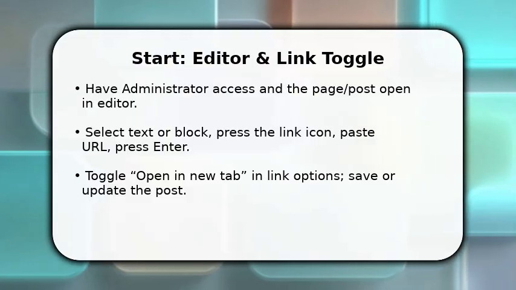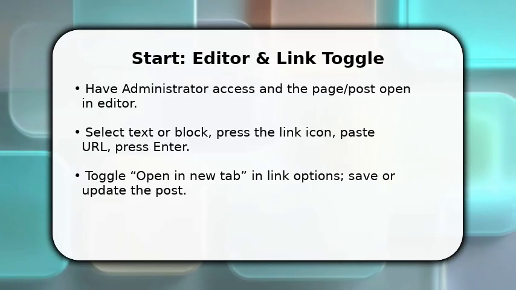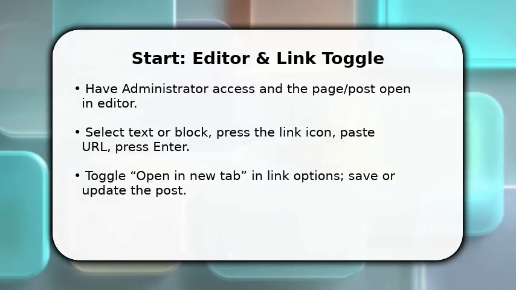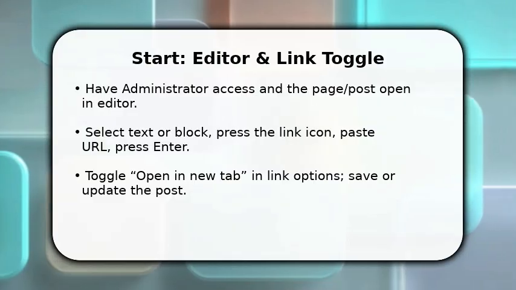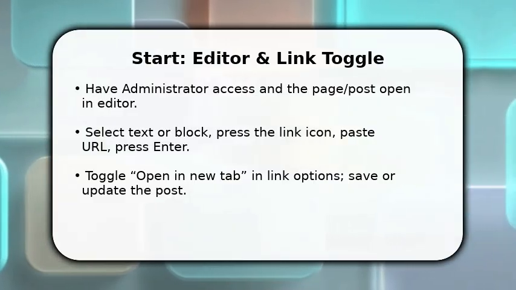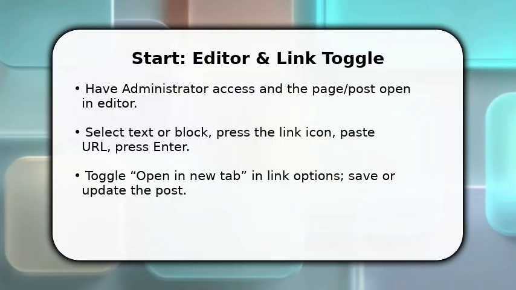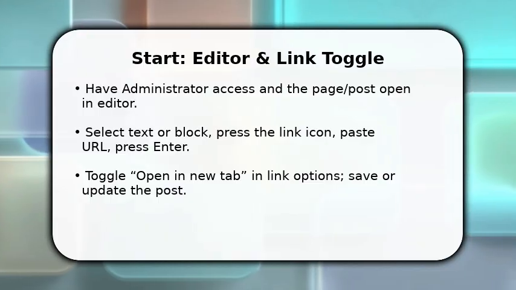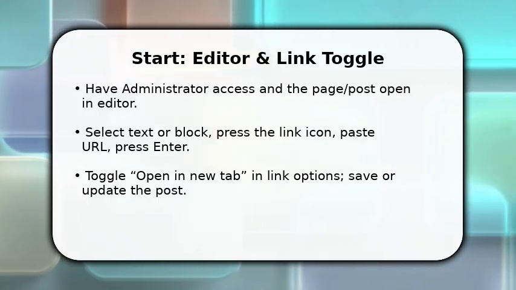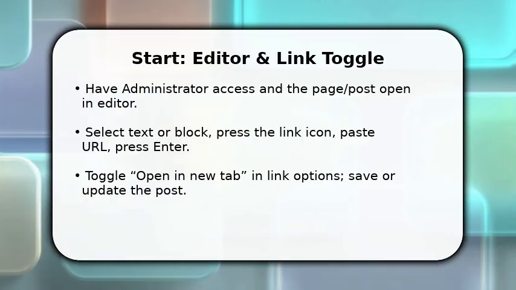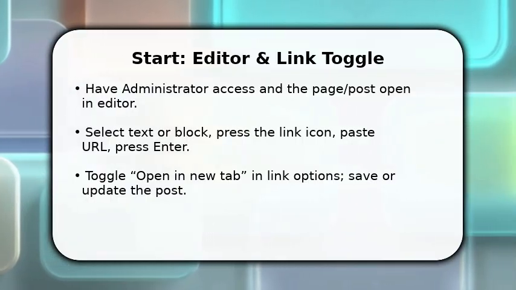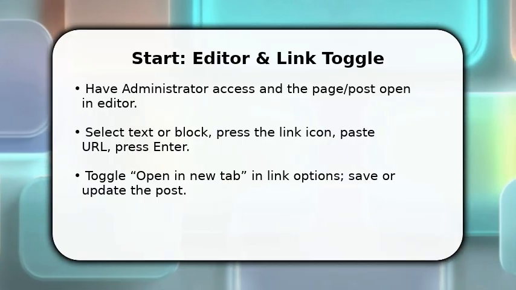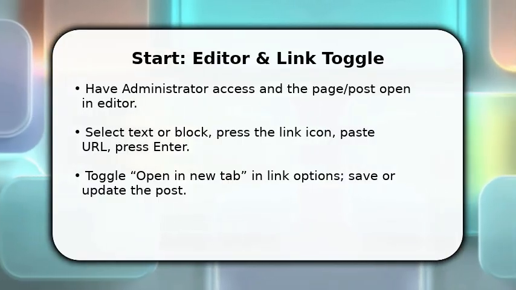You have admin access and the page open, so start now. Select the text or block you want to link, click the link icon, paste the URL and press enter. Once done, open the small link settings drop-down and toggle open in new tab. This changes the anchor to target equals blank, so users keep your site open while visiting the destination. Make sure to update the post and clear any caching so the change appears immediately to visitors.